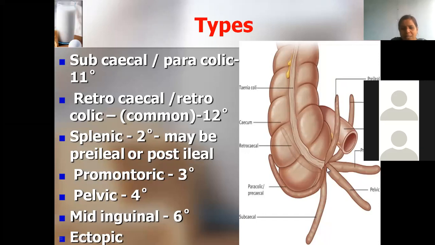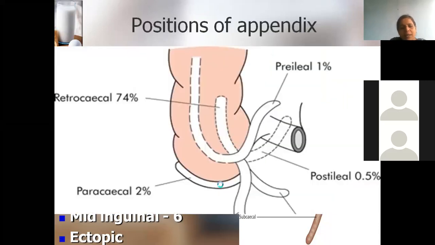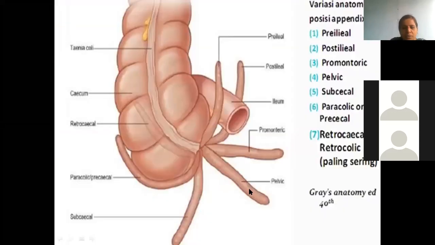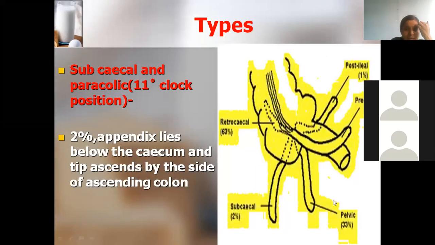The promontory is the promontory of the sacrum bone. If it is pointing towards the sacrum bone, you call it promontoric or 3 o'clock position. If it is moving towards the pelvic cavity, you call it the pelvic position or 4 o'clock position. If it is moving towards the inguinal point, that is mid-inguinal or 6 o'clock position. Ectopic means other than these positions. So the positions of the appendix are also a very important question.